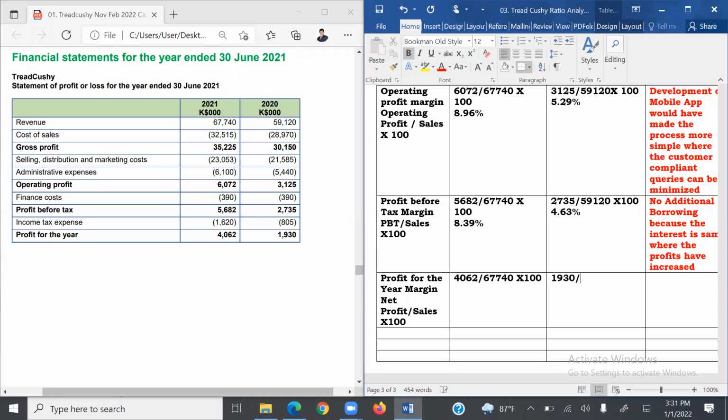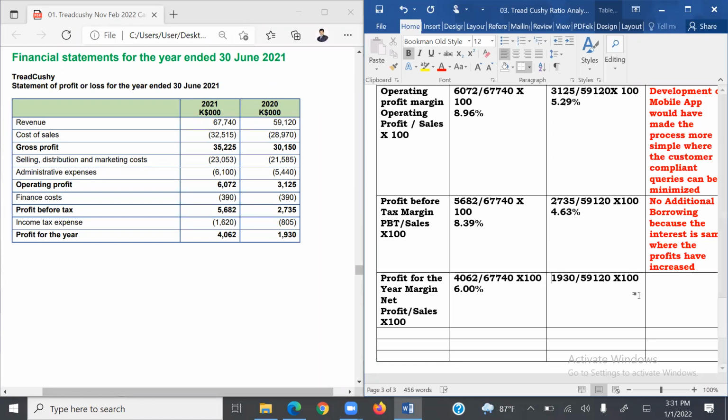1930 divided by 59,120 into 100. So shall we start doing the application of this? Yes, we can start. 4062 divided by 67,740. So it's going to be 5.99%. Can I make it precise? I can go for the net profit margin as 6%, students, because it's 5.99, if I'm not mistaken.